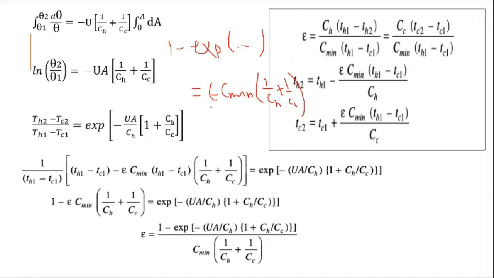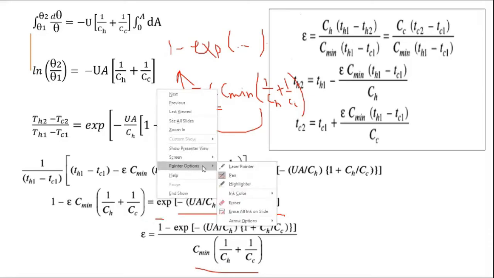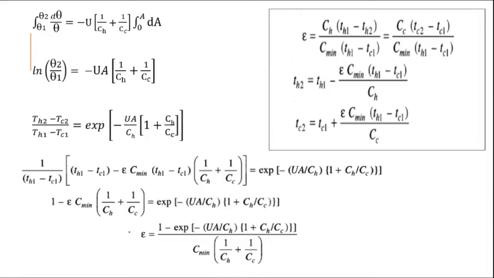Okay. Now if we want to find out the value of epsilon, we can simply transport this C min to the other hand side, and we will be getting 1 minus exponential of dot dot dot divided by C min multiplied by (1 by Ch plus 1 by Cc). Is this part clear? Yes or no? Yes, sir. Okay. So what is the logic of doing this thing? See, in the effectiveness relation, can you see any temperature term?